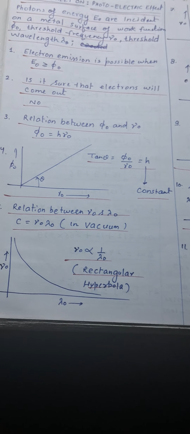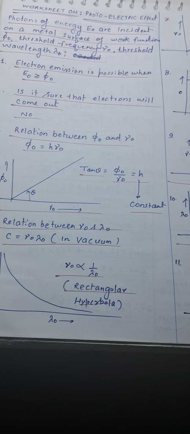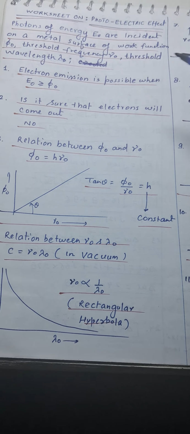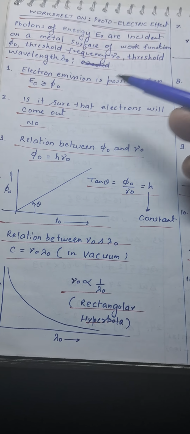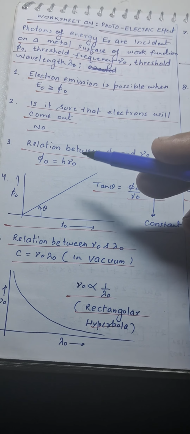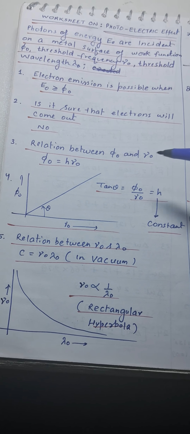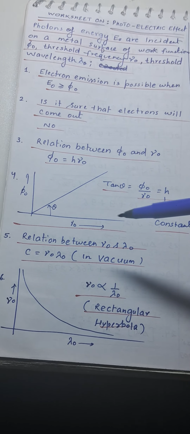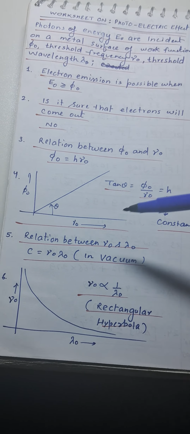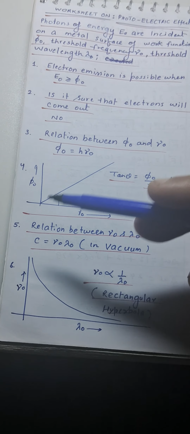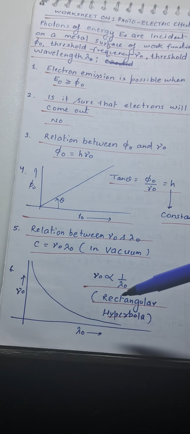So here is the worksheet on the basic concept of photoelectric effect. Photons are emitted on a surface and you need to calculate the electron emission possibility. Is it sure that electron will come out? A relation between phi naught and nu naught, and graphical relation between work function and the threshold frequency, then relation between nu naught and lambda naught, then graphical variation between nu naught and lambda naught.